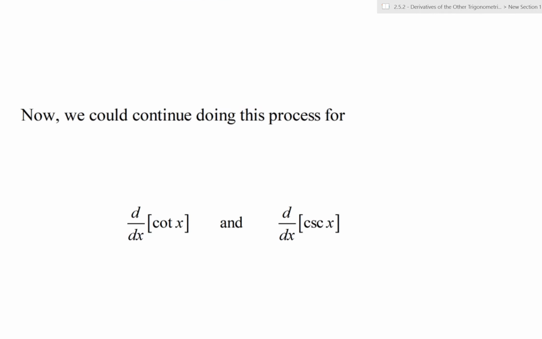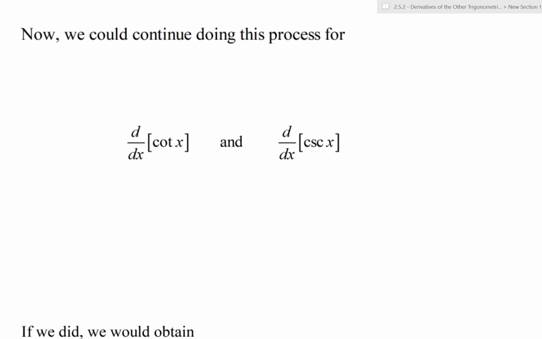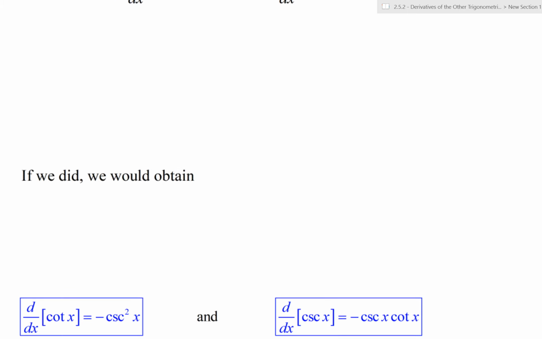And that is, if we went ahead and applied the quotient rule to the derivative of the cotangent function and the derivative of the cosecant function, then we would come up with the corresponding results. So that might be something you want to try and verify. And if you did, what we would get is the following.